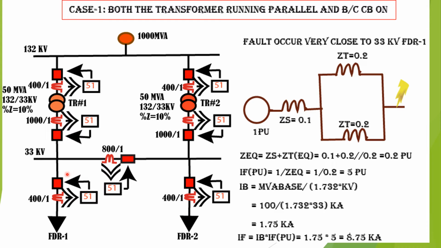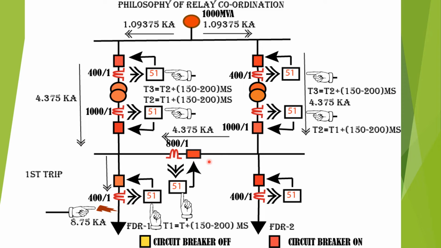So if a fault occurs very close to the 33 kV bus at feeder 1, this value of the fault current will be 8.75 kiloampere, since two transformers are running in parallel condition. Now in this diagram we have shown the sharing of the fault current to the fault point. So the fault occurs very close to the 33 kV bus at feeder 1. The value of the fault current is 8.75 kiloampere. So since the two transformers are running in parallel condition, an equal share will be taken by the two transformers.